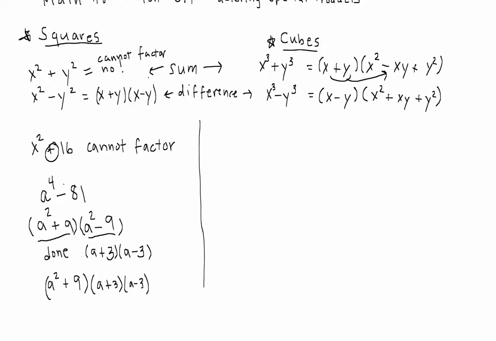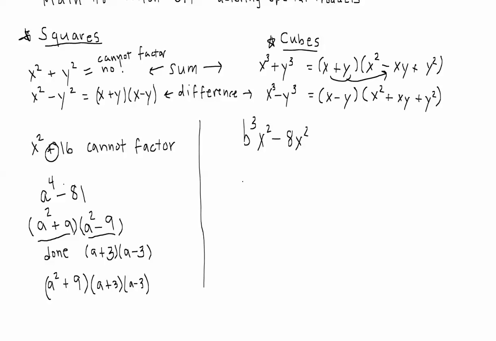An example for cubes is the one I want to do next. It's b cubed x squared minus 8x squared. Now when you first look at this problem, it's kind of confusing because you have cubes and squares, and so you might not know which is cubes or which is squares.